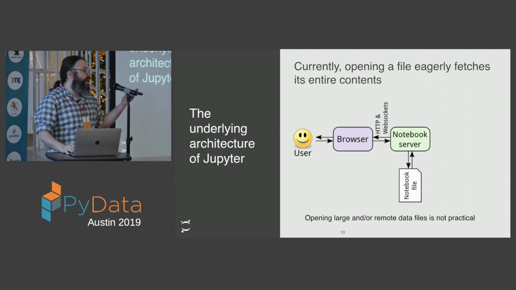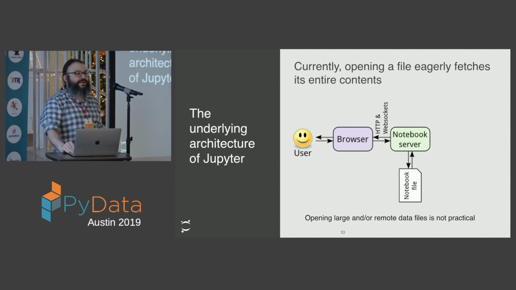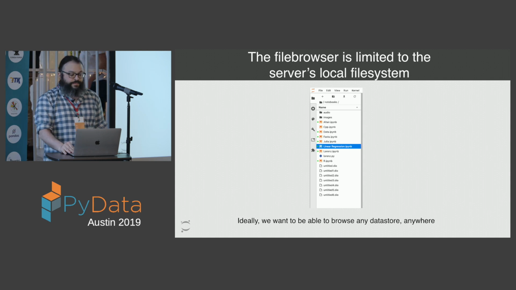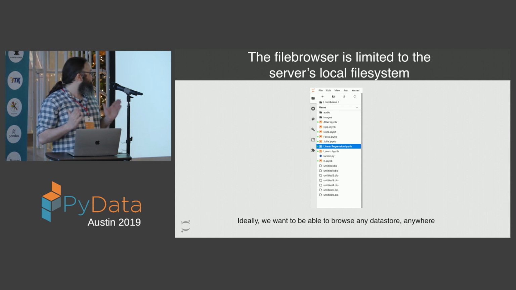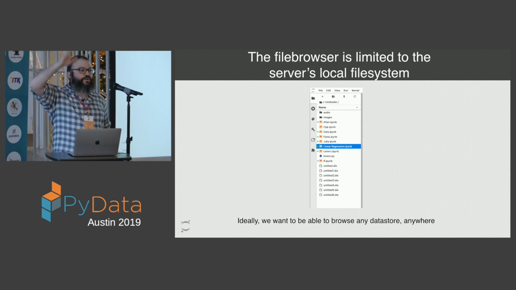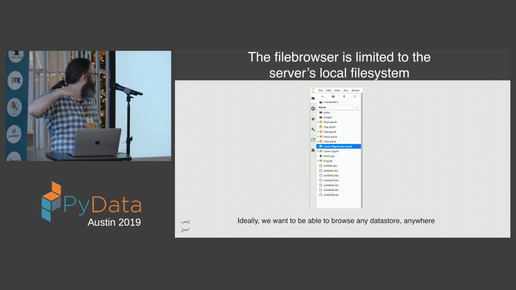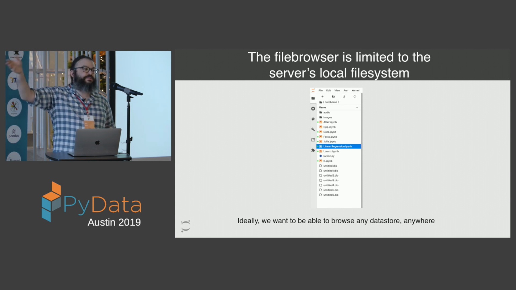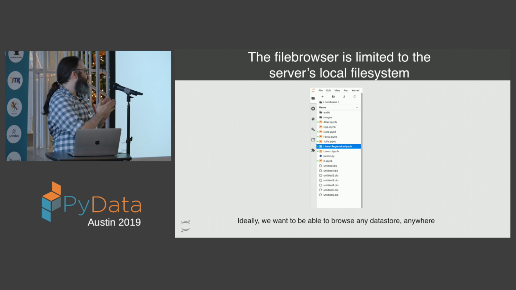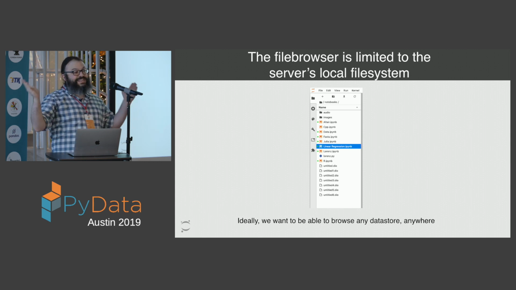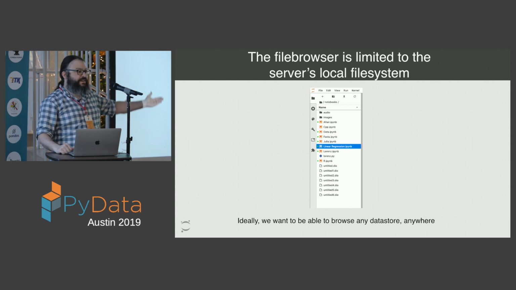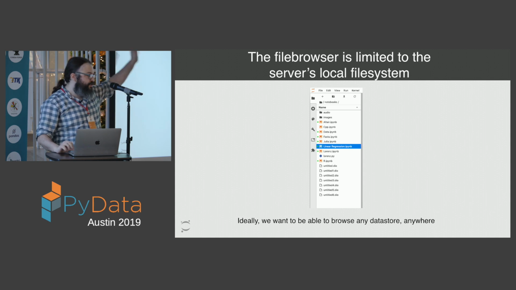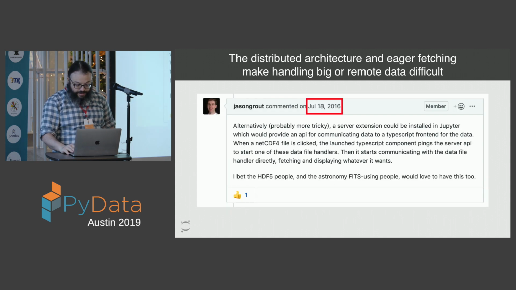For my research, I often worked with files that were terabytes in size. So for something like that, this is completely impractical. Another limitation is that the file browser itself is tied to just whatever local file system the server happens to be running on. What we'd like is for it to be more flexible, for essentially anything that is a data store, anything that looks like a file system, no matter whether it's living locally or remotely, that you'd be able to browse through it using the file browser.